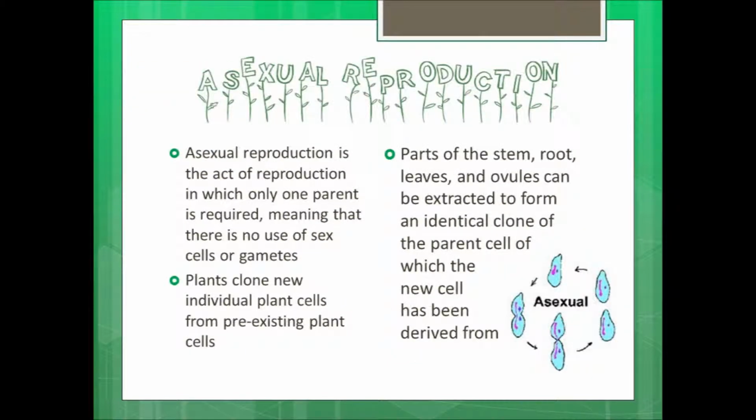Asexual reproduction is the process of reproduction without any sex cells being used. Only one parent is required for cell division to occur, and it does so by cloning crucial components of a mature plant, creating a genetically identical offspring.